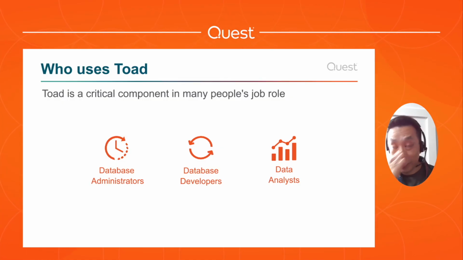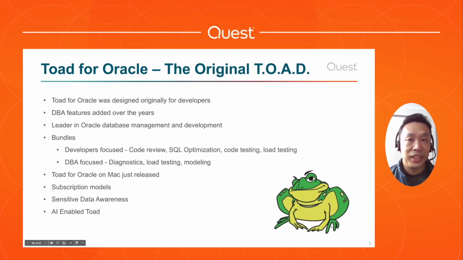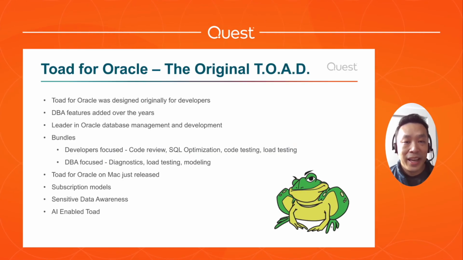So again, this is a Toad 101, so let's level set and talk about what is Toad. And obviously, we're going to start with Toad for Oracle. Toad for Oracle, the original TOAD. And I abbreviated that not just to be silly, but TOAD actually is an acronym. It stood for Tool for Oracle Application Development. It was a tool designed for Oracle developers to connect to an Oracle environment because at that time, Oracle was all command line. And so Toad was developed as this rich IDE for working with Oracle databases.